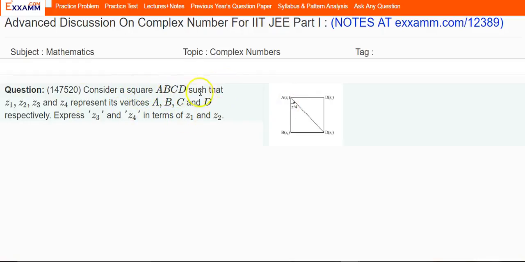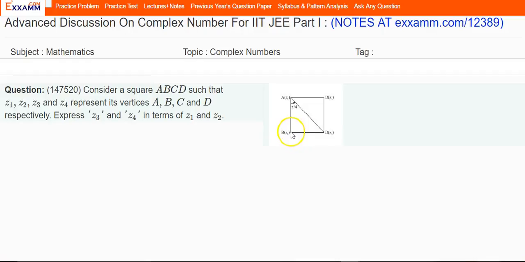Consider a square ABCD such that Z1, Z2, Z3, Z4 represent its vertices A, B, C and D as shown in this figure. This particular point is C, and Z1, Z2, Z3, Z4 are in counterclockwise direction. Now we have to express Z3 and Z4 in terms of Z1 and Z2. So let us say that Z2 when rotated counterclockwise by an angle pi by 4, the whole angle is pi by 2, this angle is pi by 4, so it will lie on the line joining A and C.